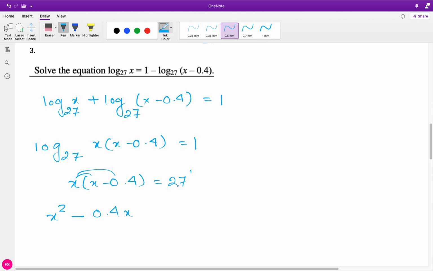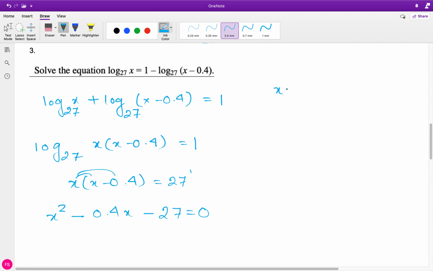Then you have 27 on the other side, but you can move it to that side. Actually, we have to move it to this side because this is a quadratic equation and we want all the terms to be on one side, and we need 3 terms to solve it. Minus 27 equals 0. Now, you can see that this is kind of hard to factorize. You have a decimal. For this type of question, we use the quadratic formula.